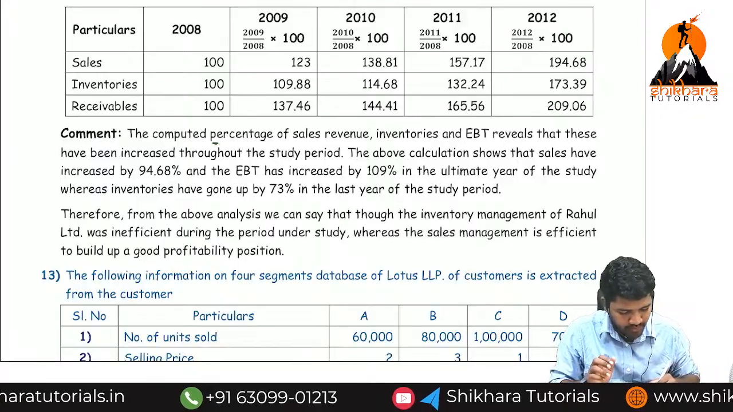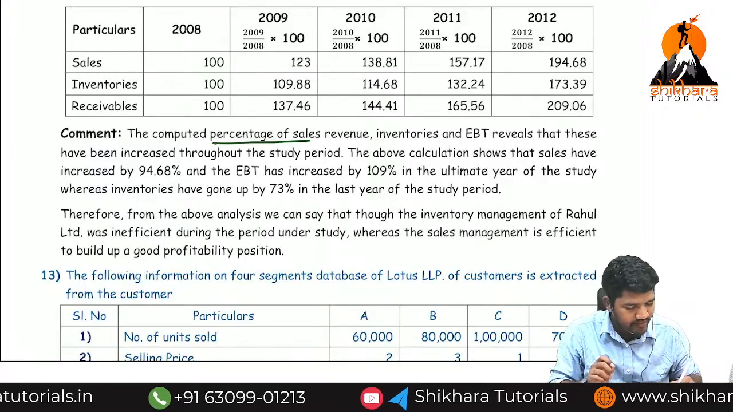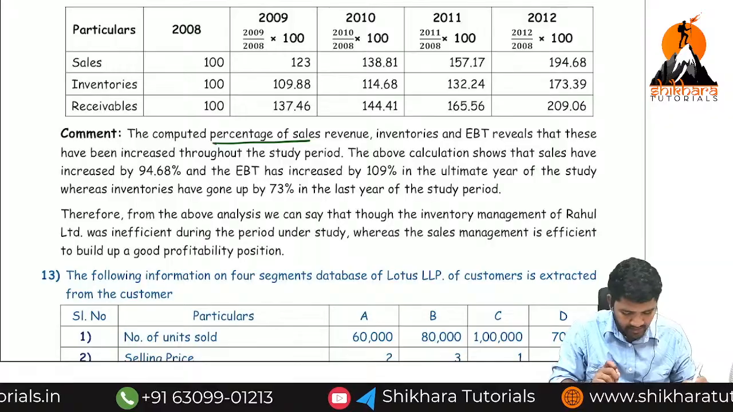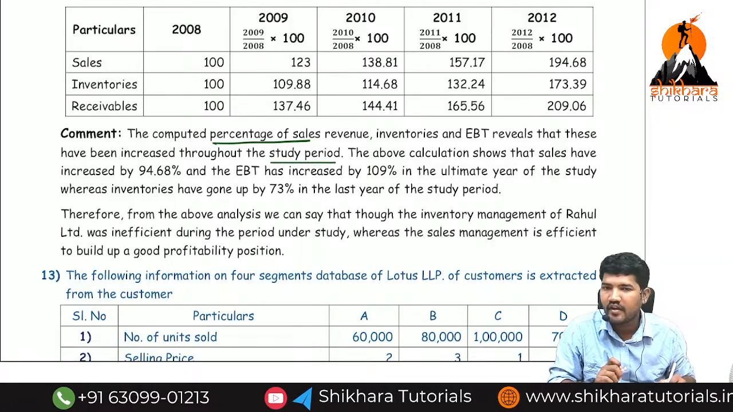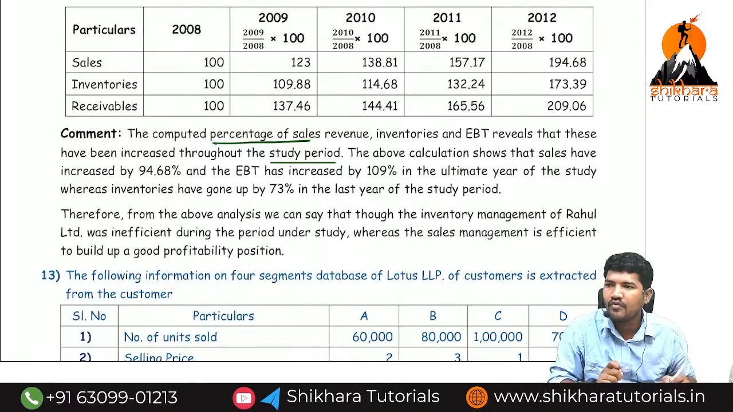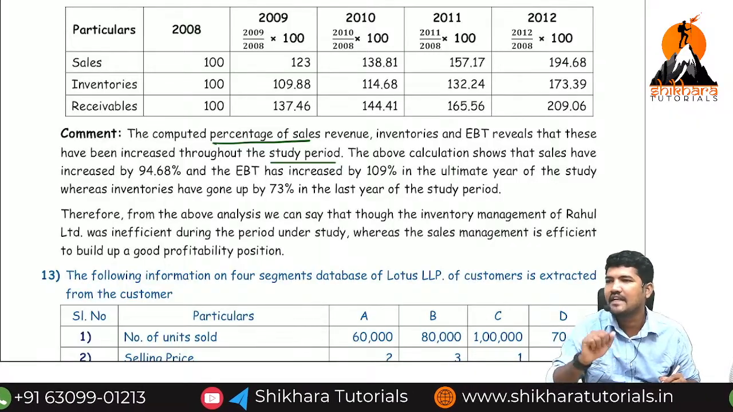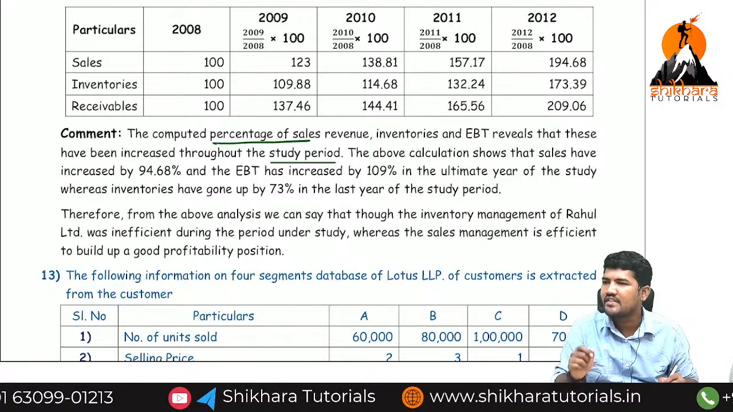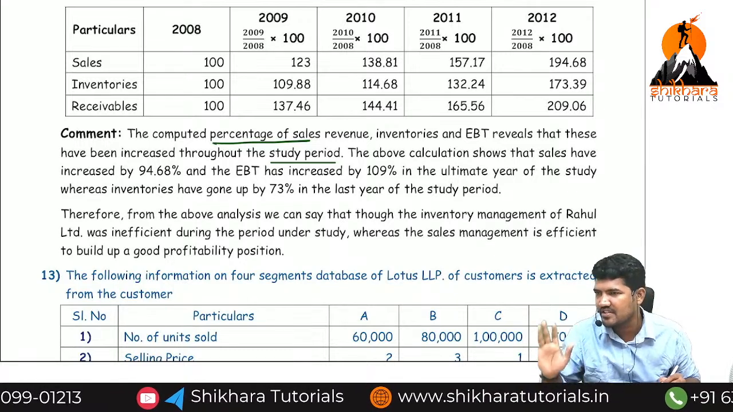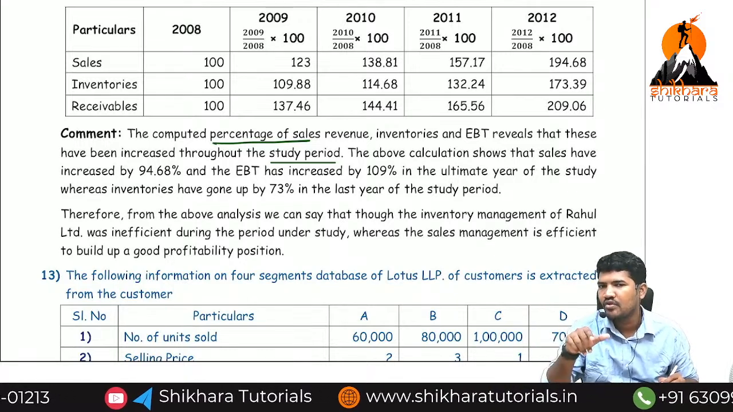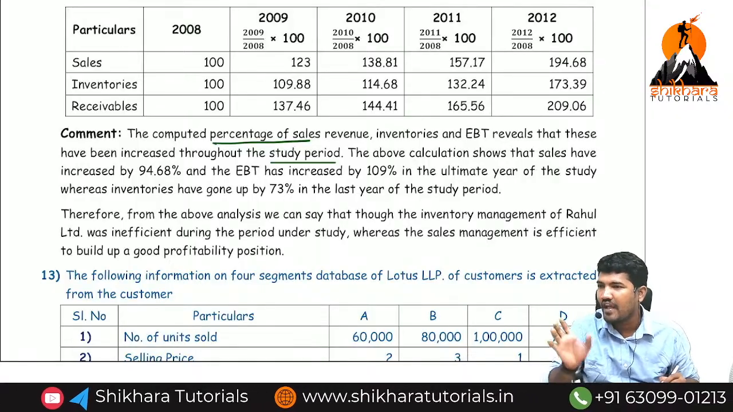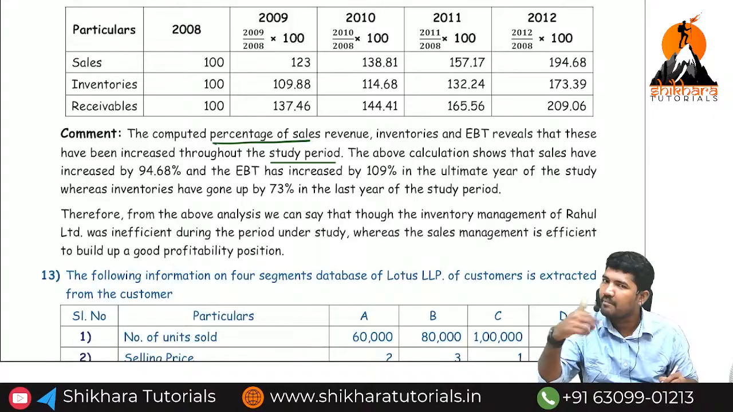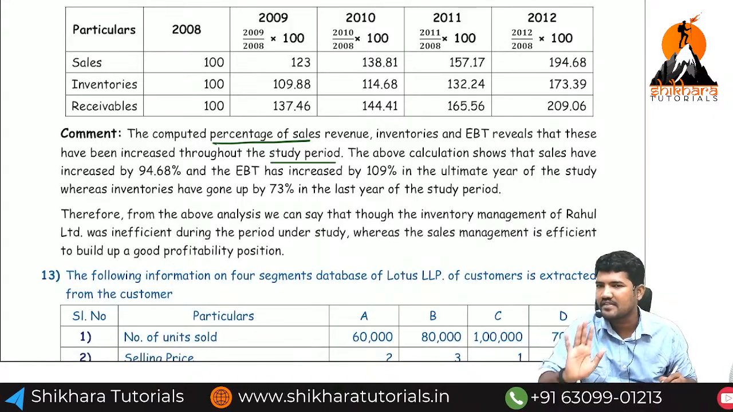The computed percentages of sales, inventory and EBT reveal that they have been increasing throughout the study period. If all answers decrease, you have to write that all values decrease throughout the entire study period. If it's fluctuating, you have to write that the values are fluctuating. The word fluctuating implies increase or decrease.